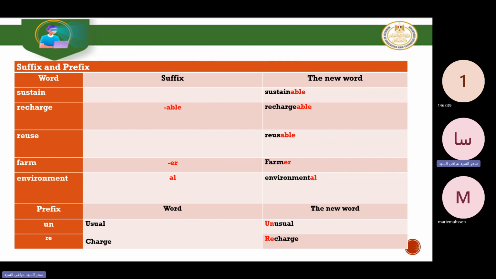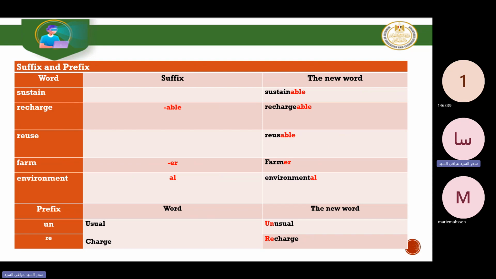Now we are going to have some suffixes and prefixes. To the verb sustain, we add -able at the end of it. It turns from a verb into an adjective. So sustain becomes sustainable. Recharge becomes rechargeable. Reuse becomes reusable. What about the word farm? If we add -er at the end of it, it turns into farmer. Environment, if we add -al at the end of it, becomes environmental. It's of course an adjective.